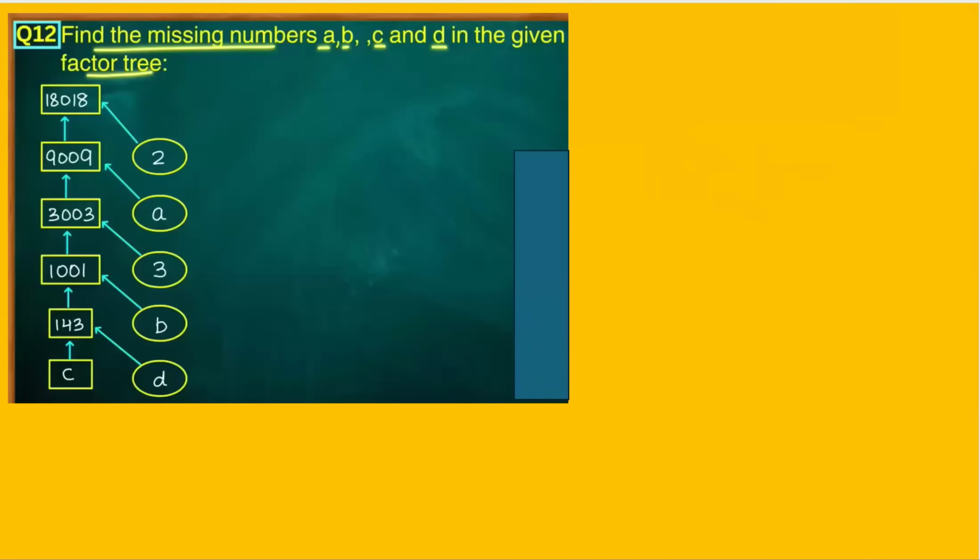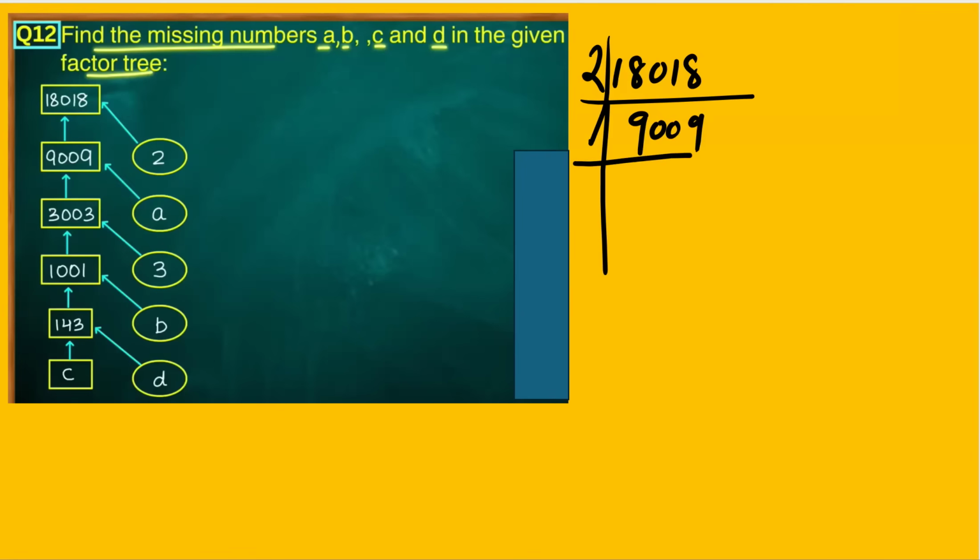Next question: find the missing numbers A, B, C. Here we have 18018. If I take the prime factors and divide by 2, what will I get? 18018 divided by 2 gives 9009. Then 9009 is an odd number, so I'll divide by 3. What will I get? 3003.